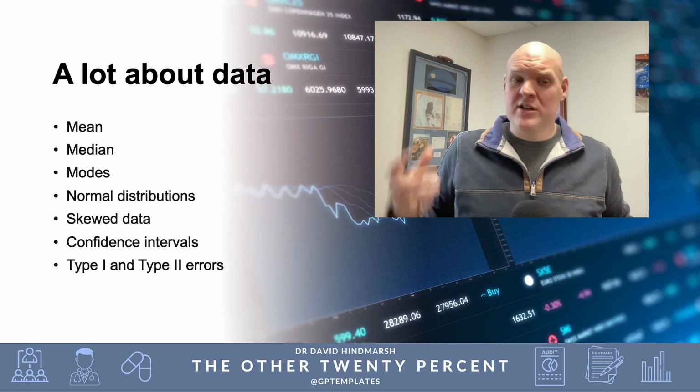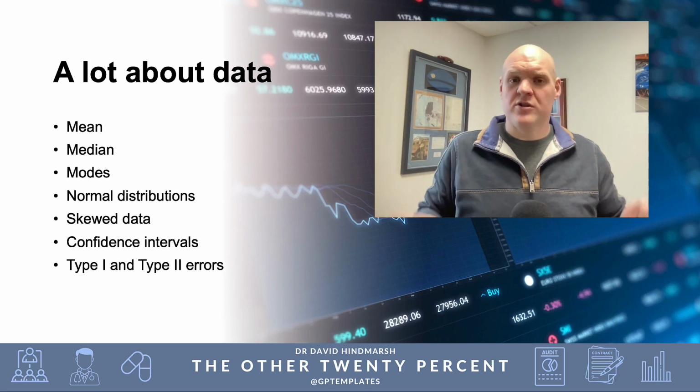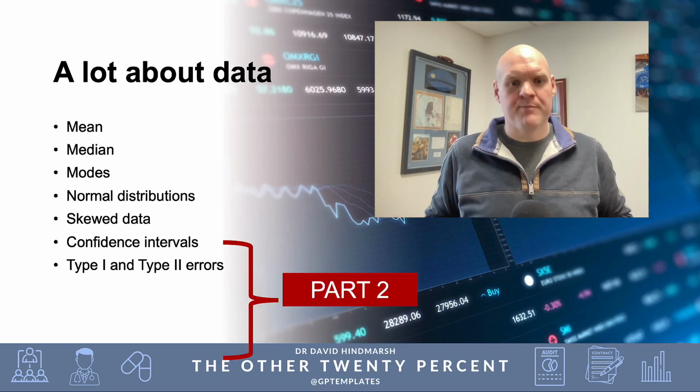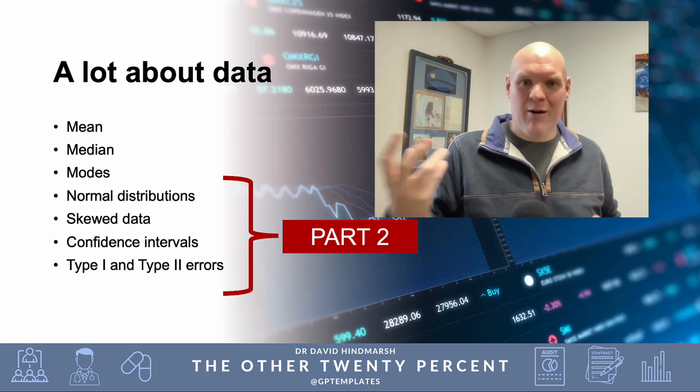So in part 1, we touched upon the mean, median, mode, and we sort of flirted a bit with normal distributions. If you haven't watched that, make sure you go back and watch that first, as it's really useful for this. So in this next part, we're going to talk more about confidence intervals and then how that goes into the normal distribution.